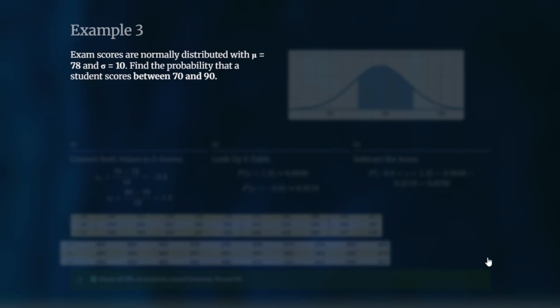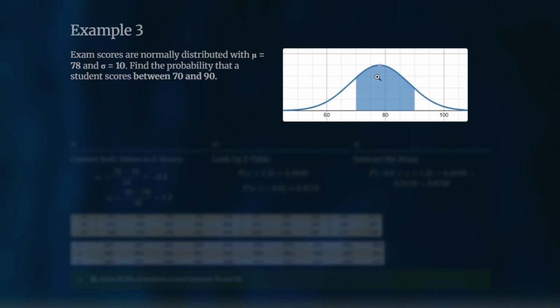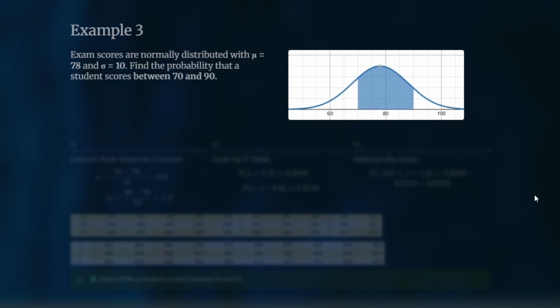In this last example, exam scores are normally distributed with a mean of mu equals 78 and sigma equals 10. We want to find the probability that a student scores between 70 and 90. So I drew the curve here. Right here in the middle, we have our mean of 78. And the area shaded is from the value of x equals 70 to the value of x equals 90. So we want to find the area under the curve from 70 to 90. In other words, the probability that a randomly selected student scores between 70 and 90.